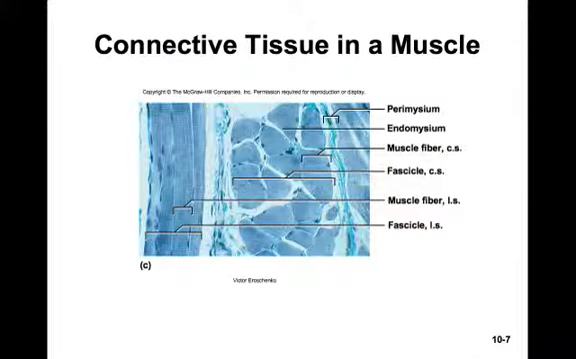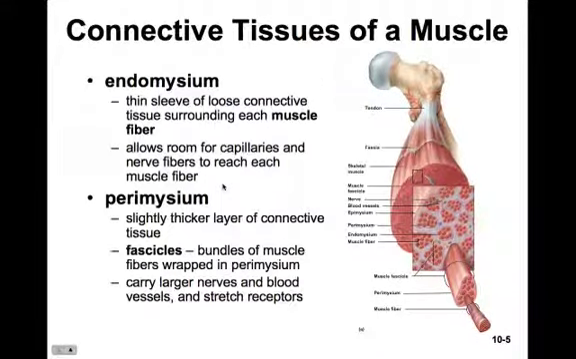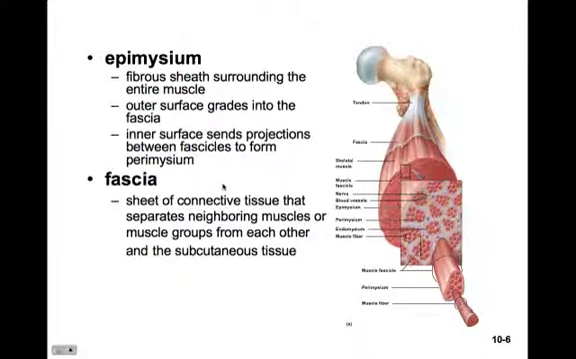Here's a micrograph of the connective tissue. We can see these long muscle fibers. So go ahead, pull out a pen and paper and put together a quick diagram of all the different connective tissue layers on muscle, including the endomysium around muscle fibers, the perimysium around bundles of muscle fibers or fascicles, and the epimysium around the whole muscle with its projections into the muscle between the fascicles. Also include the fascia.